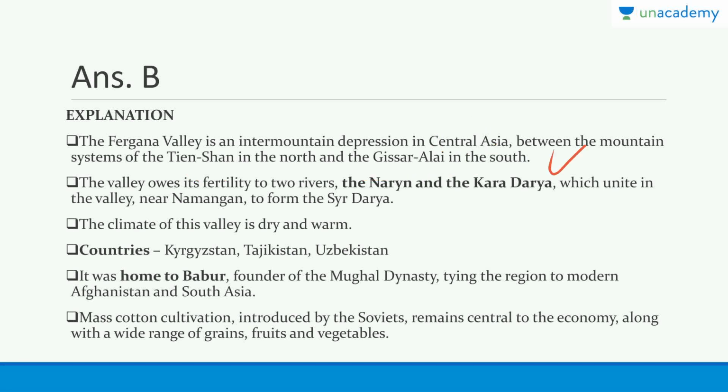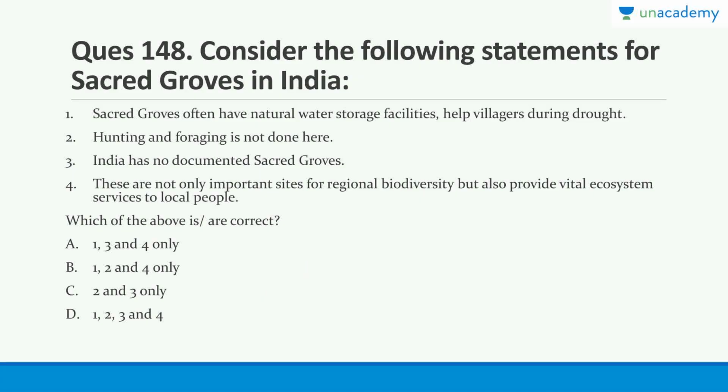The valley is fertile because of Naryn and Kara Darya, which unite in the valley to form the Syr Darya. And the climate is dry and warm, and countries include Kyrgyzstan, Tajikistan, Uzbekistan. And it was home to Babur, who was the founder of the Mughal dynasty, who extended the region to modern Afghanistan and South Asia. Okay. Question number 148.